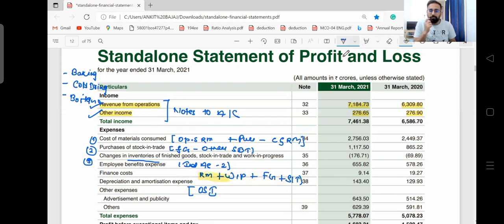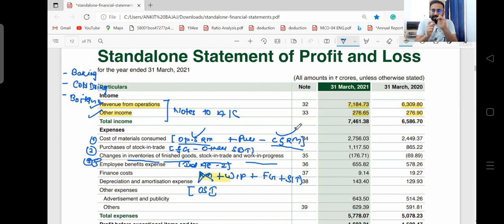If opening stock of WIP is given, we will take opening stock of WIP. If opening stock of finished goods is given, we will take opening stock of finished goods and reduce the closing stock of finished goods. We don't have to consider raw material here. Why not? I'm repeating it because the raw material adjustment is already given in cost of material consumed. So here they are not talking about raw material in changes in inventory, so don't get confused. That concept is very easy. We will see the notes in some time, and you will get the concept. In inventory, they are including only finished goods, stock in trade, and work in progress, not raw material, because raw material is already included in cost of material consumed.